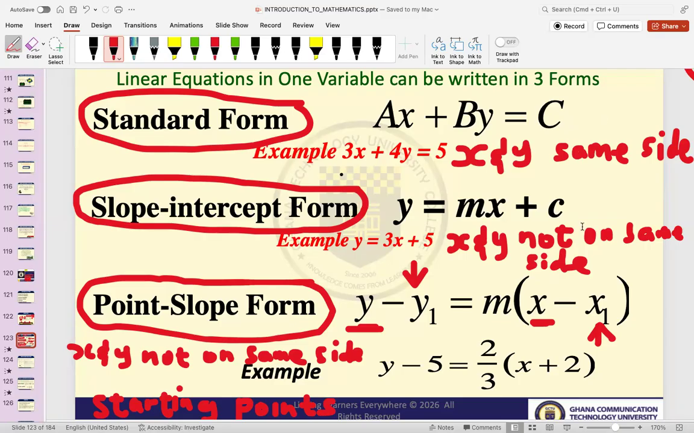Good morning, sir. Good morning. Yes. So with the third example, that is point slope form, let's say y minus y1 equals m into bracket x minus x1. So the example you gave under it, y minus 5 equals 2/3 into bracket x plus 2. Why is it the plus 2 and not minus 2?